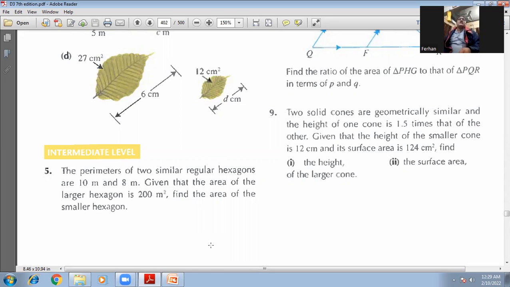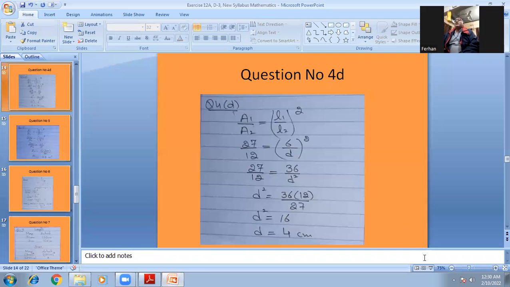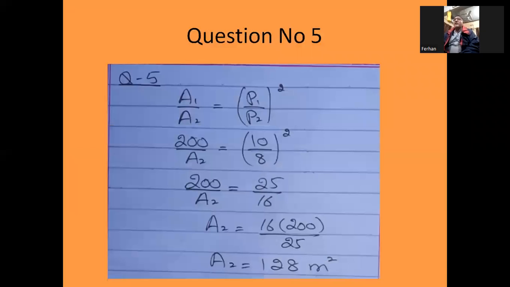So the area 1 which is 200 meters square, that's the larger one. And the length 1 is 10 meter. The length 2 is 8 meter, and the area 2 is the question. So these are basically the perimeters. So they are like length. So I will apply the formula that the area 1 by area 2 is equal to the perimeter 1 by perimeter 2 whole square. So here we go.